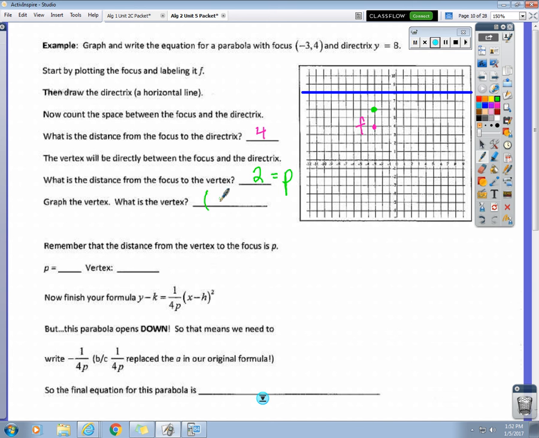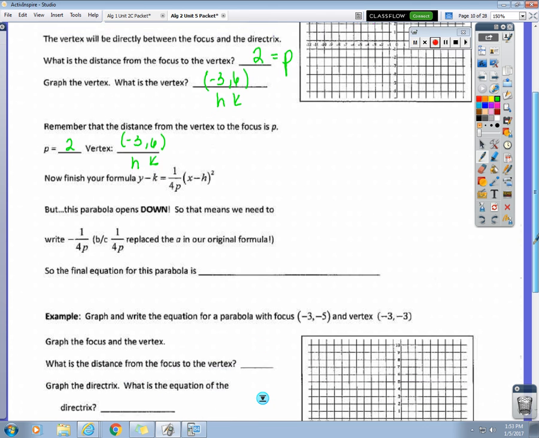What is the vertex? Now that we've plotted it, write down its coordinates. Negative 3, 6. And isn't that your h and your k? So now we know everything we need to know. We know the distance from the focus to the vertex is 2 units, and that's our p-value. And we figured out where the vertex is. It's at negative 3, positive 6, and that's our h and our k value.